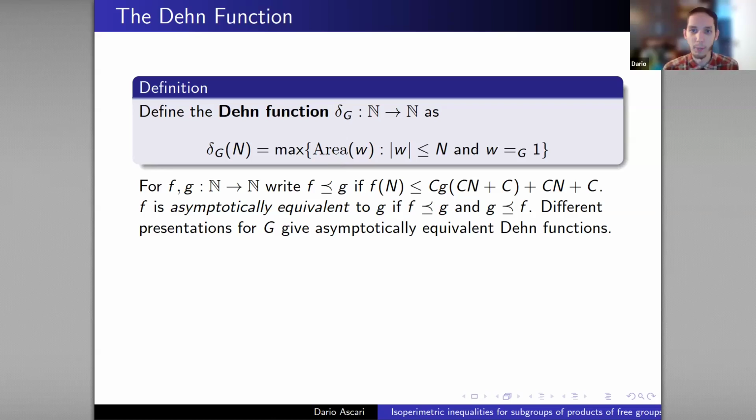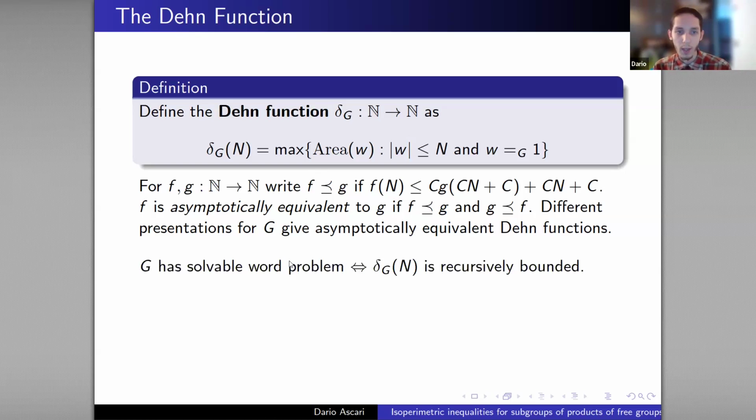In particular, it makes sense to say that a group has linear Dehn function or quadratic Dehn function or cubic Dehn function and so on, okay? So the polynomial is not uniquely determined, but the degree of the polynomial is. The Dehn function somehow encodes the complexity of solving the word problem in the group G.